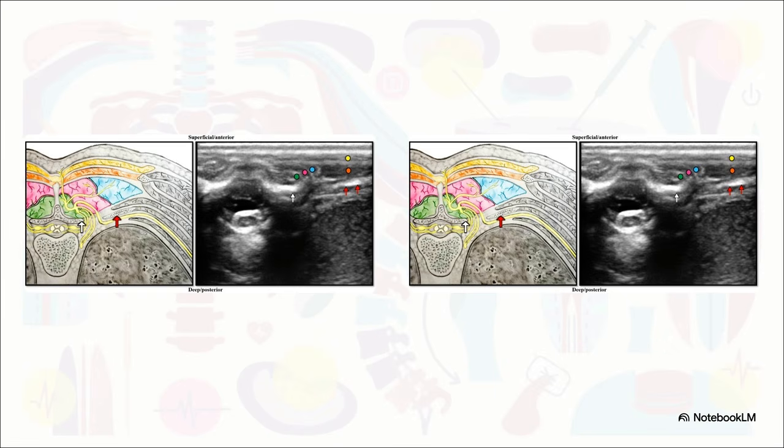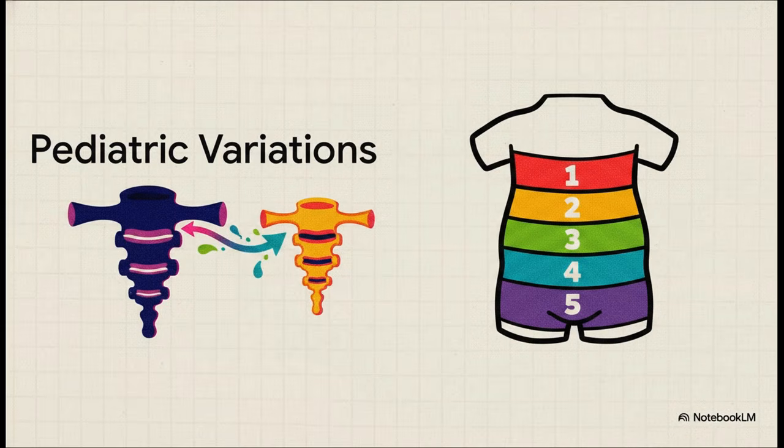Because clinical assessment of a sensory block in a crying, nonverbal infant is notoriously difficult, if not impossible, our reliance on precise ultrasound-guided fascial plane deposition is absolutely paramount for procedural success. You have to trust your visual spread. And the way that spread behaves is fundamentally different.